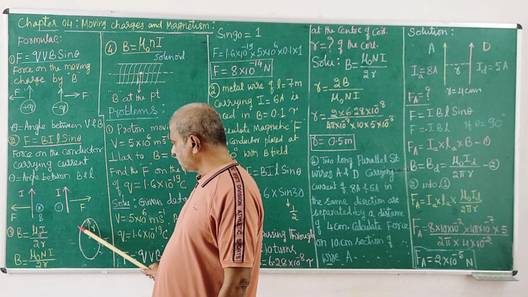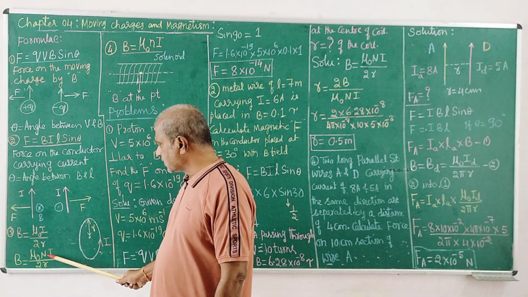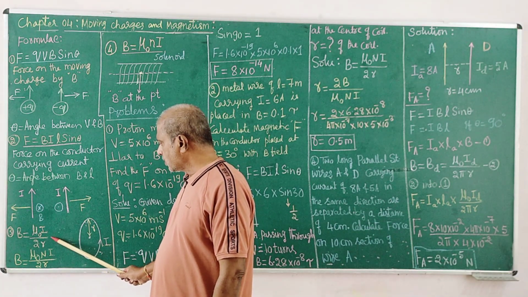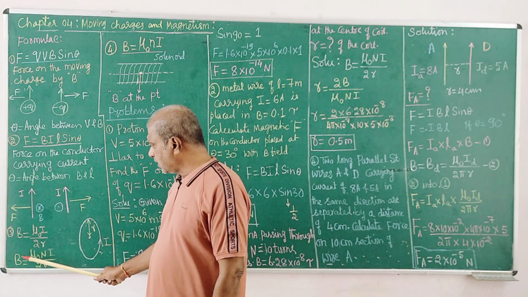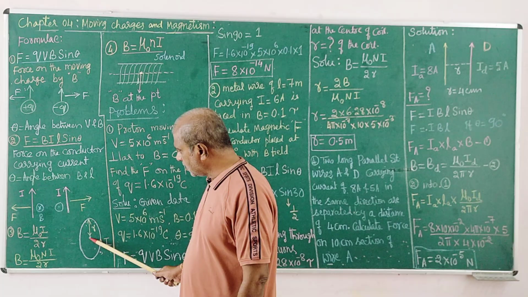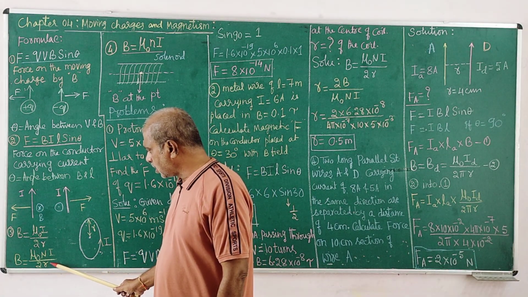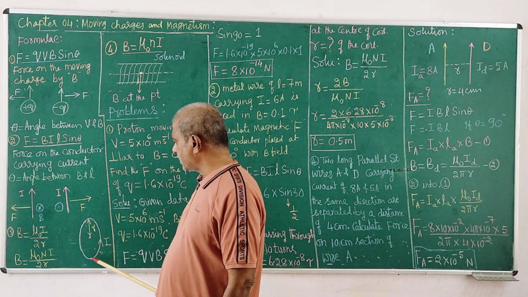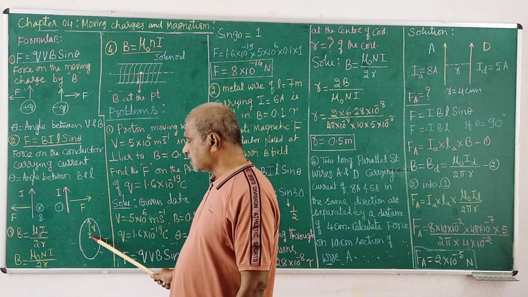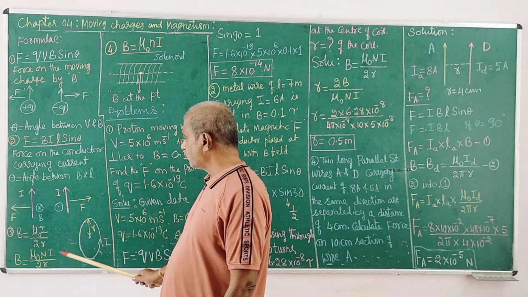If the coil contains multiple wires or multiple turns, for n number of turns, we need to multiply this by n. So the equation for the intensity of magnetic field at the center of the coil is mu naught n I divided by 2r. N stands for the number of turns. Magnetic field is also a function of the number of turns of wire in the coil.